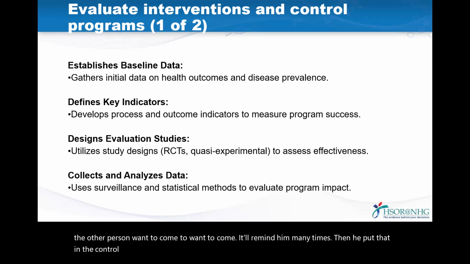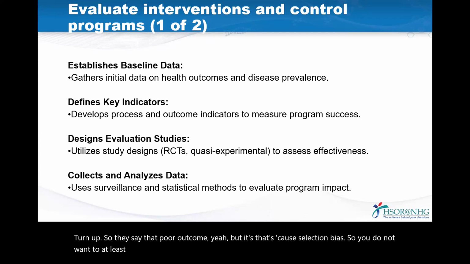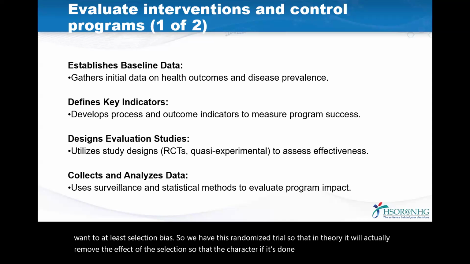Then at the end of the day, he found that those in the intervention group perform better, and those in the control group never turn up, so he said that's a poor outcome. But that's called selection bias, and we do not want to have this selection bias. So we have the randomized trial so that in theory it will remove the effect of the selection, so that if it's done well, all the characteristics should be quite similar.